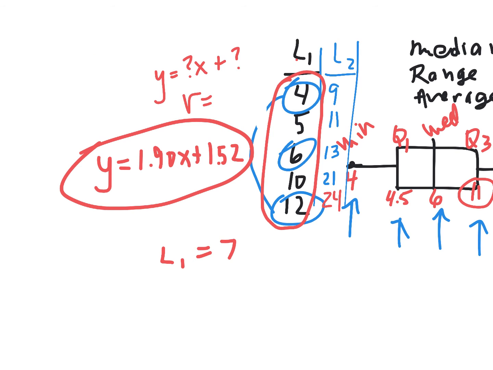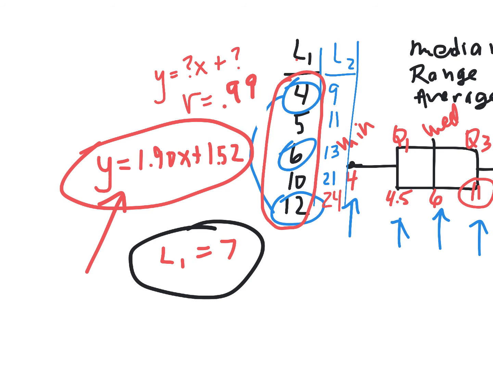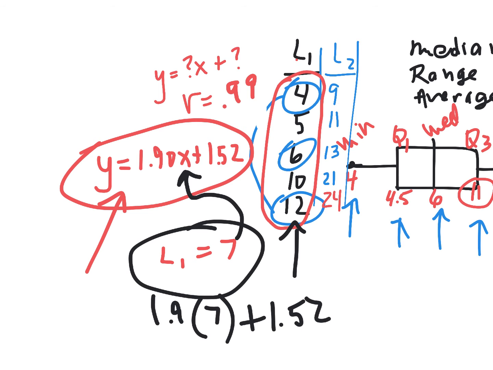I just realized I didn't record that, so I was asking a follow-up question using this equation we got off the calculator. And our R value was like 0.99, tells us it's very strong correlation. Then what if I give you a new value like L1 is 7? Well, that's like saying X is 7. Who was putting it in the X? Raise your hand if you were putting it in the X. You're doing it right. So then this goes here. And then you'd say 1.9 times the x, which is 7, plus 1.52.